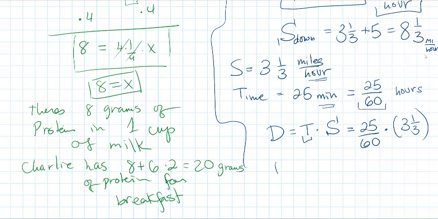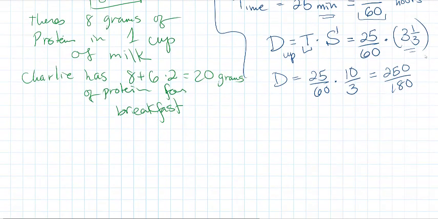Let's play with this a little. The distance up, this is the distance uphill, right, which is just half the distance she runs. That is 25 divided by 60. Let's turn 3 1/3 into an improper fraction. That is 10/3. So we have 250 divided by 180. That's the distance she runs uphill. And we can simplify this fraction. So first of all, we can divide both the numerator and the denominator by 10. So now we have 25/18. That's the distance up.